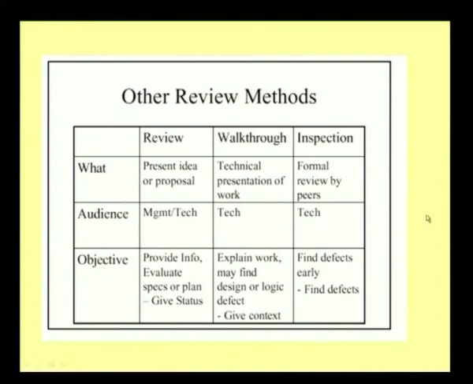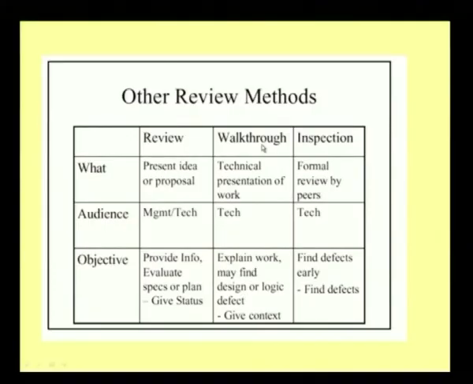Say we have constructed a matrix with a basic understanding of review, walkthrough and inspection in terms of what, audience and objective. So, with review, the what will be the present idea or the proposal; with walkthrough it will be a technical presentation of the work; and with inspection it will be a formal review by the peers. And with the audience, as far as review is concerned, it is the management or the technical team. As far as the walkthrough is concerned, it will be the technical team. As far as the inspection, it is again the technical team.